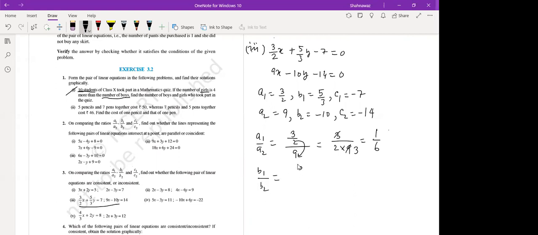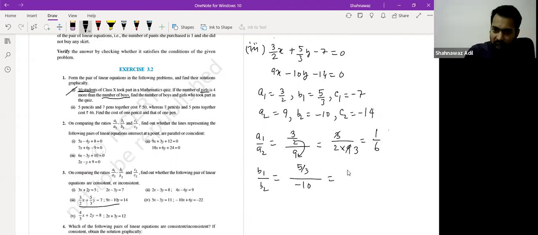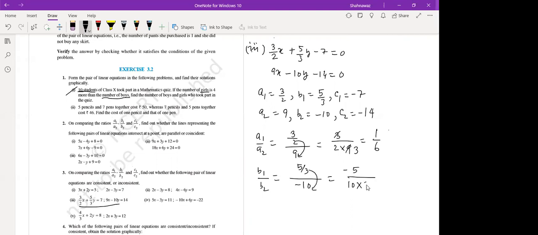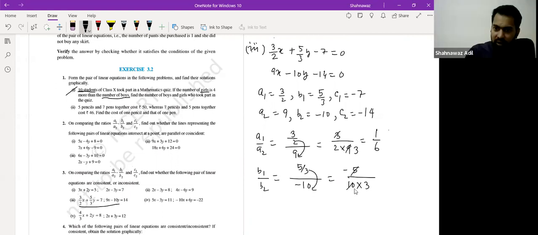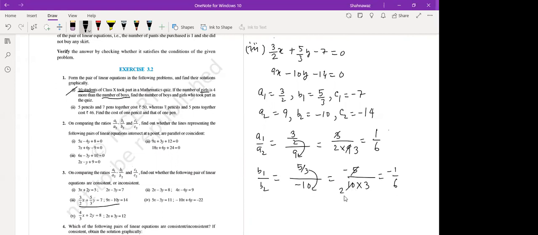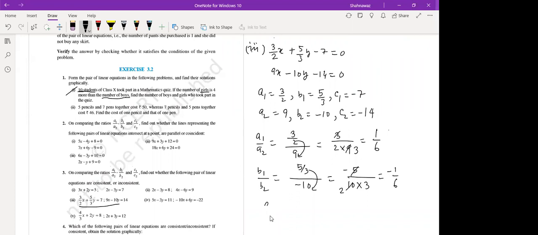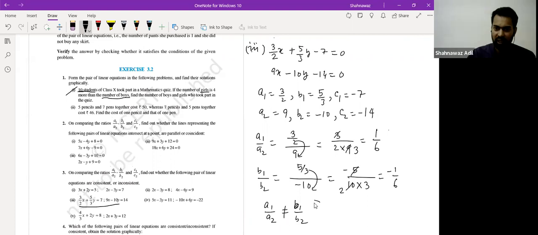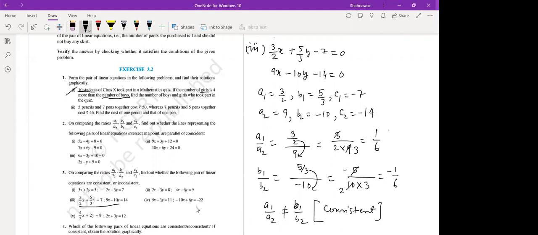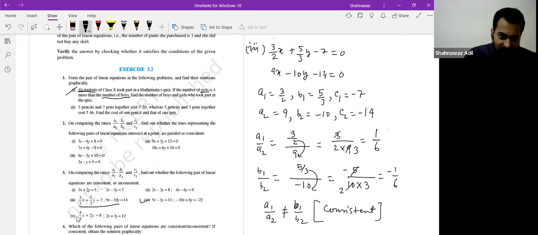It is 5/3 divided by -10. The minus comes here, and 5 and 10 simplify, so we get -1/6 (with 3 in the denominator). So we get a unique solution, again consistent. Consistent. So this is homework, right?